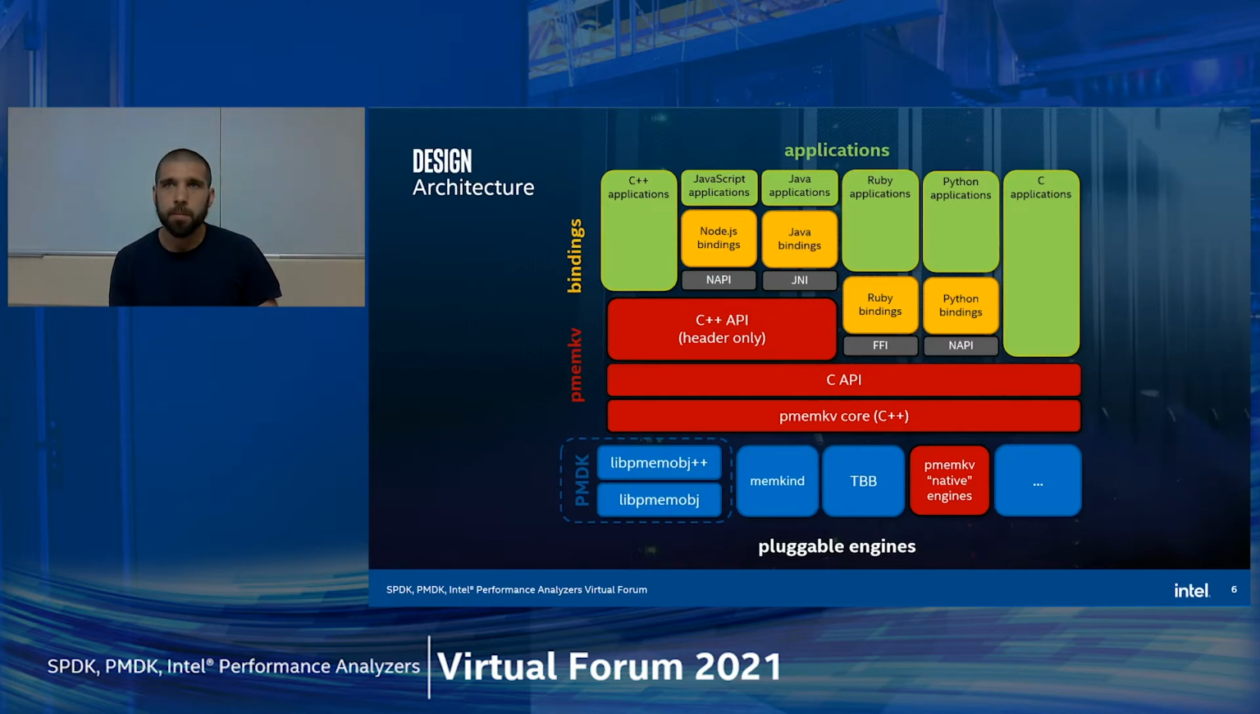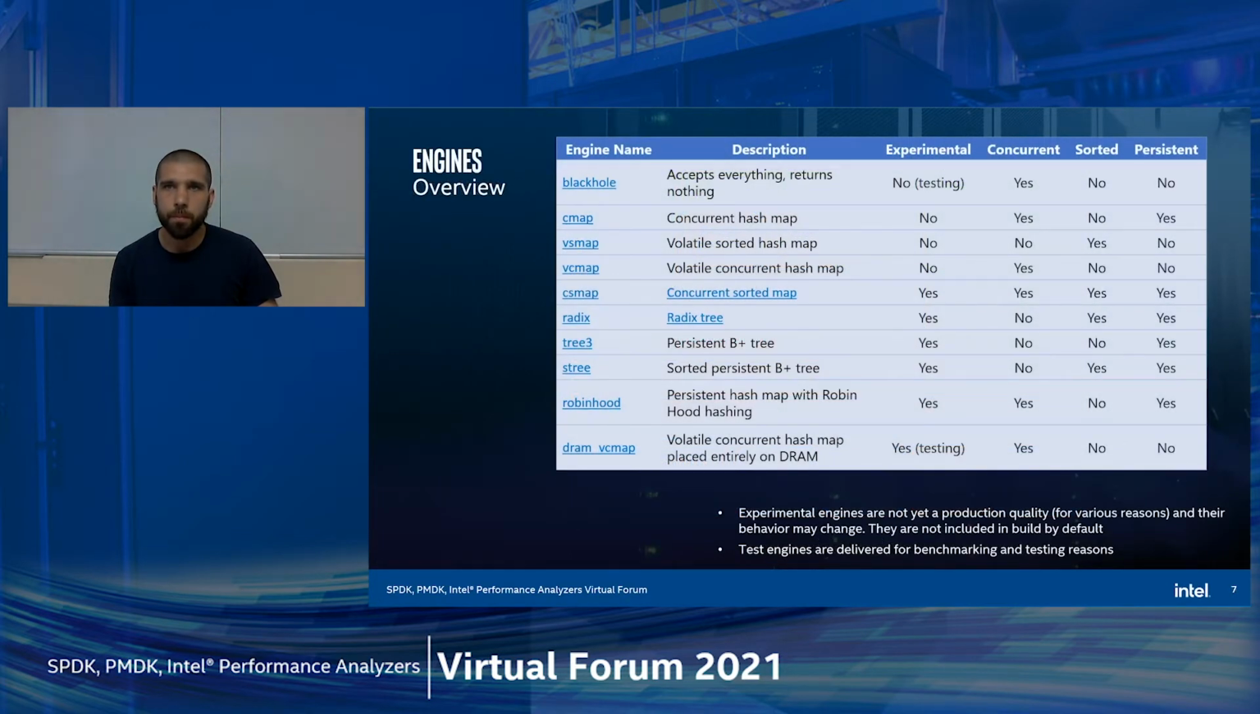Under the hood, pmemkv uses different storage engines. Such engines differ in capabilities and purposes and are implemented using different libraries like PMDK for persistent ones, TBB and memkind for volatile. There are also engines implemented entirely in the pmemkv codebase. We basically use three properties to categorize our engines: ordered and unordered, persistent or volatile, and concurrent and single-threaded. So the user may choose the engine which is optimized for their use case.